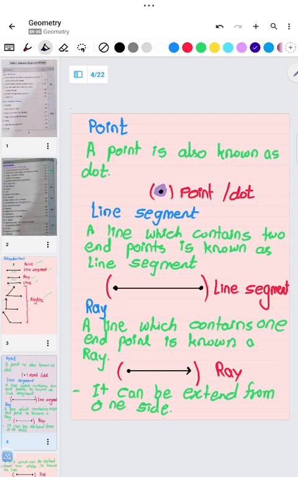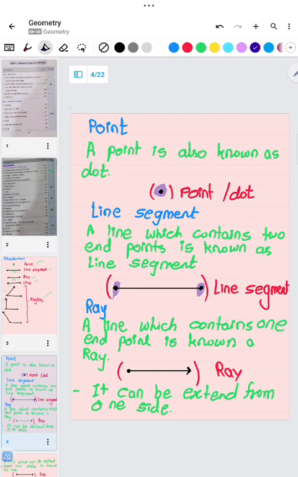Second, what is line segment? A line which contains two endpoints is known as line segment. In line segment, there are two endpoints. This is our first endpoint, and this is our second endpoint of this line. It can't be extended from any side.